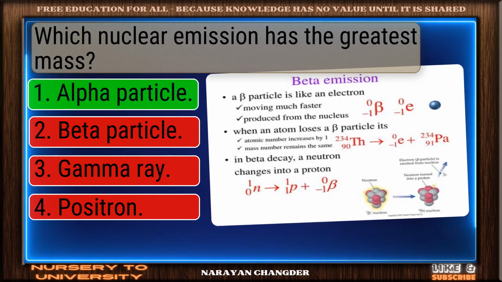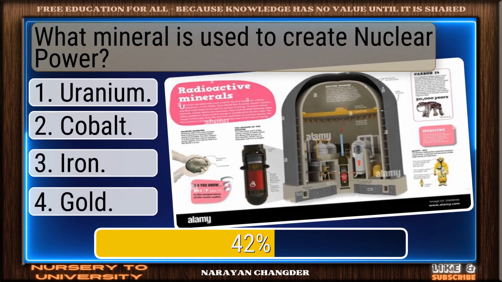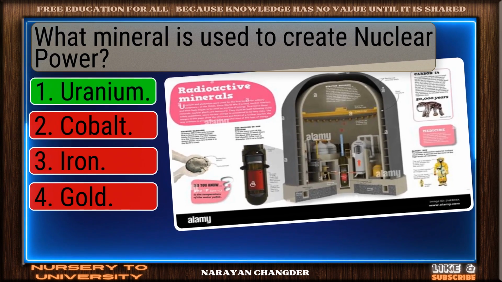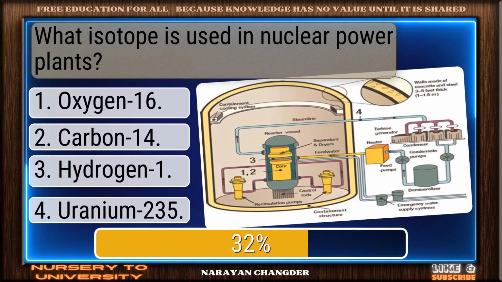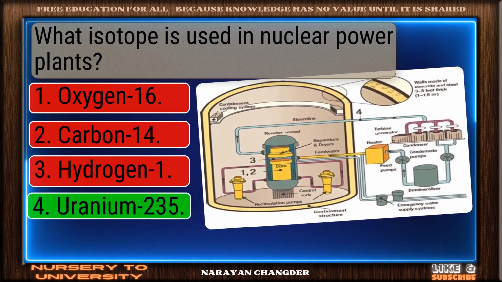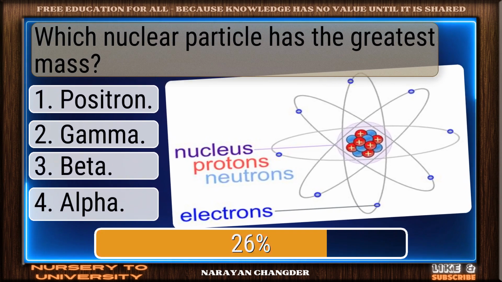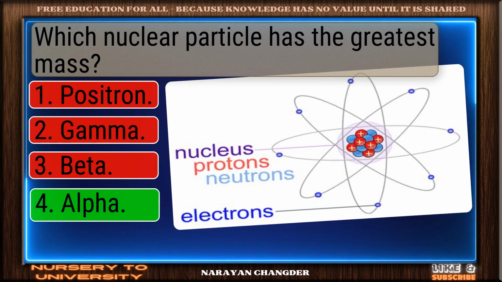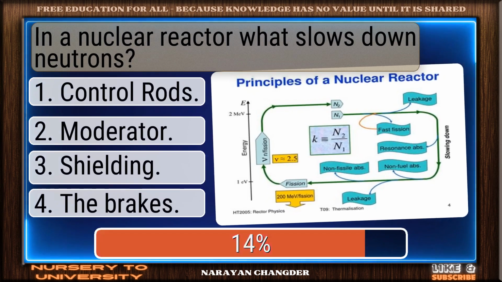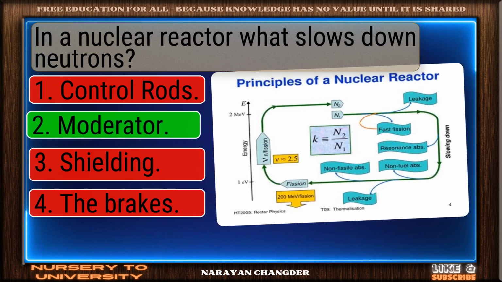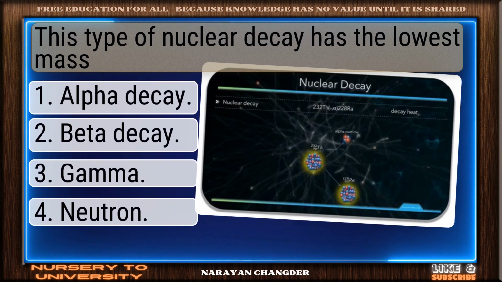Alpha particle. What mineral is used to create nuclear power? Uranium. What isotope is used in nuclear power plants? Uranium-235. Which nuclear particle has the greatest mass? Alpha. In a nuclear reactor, what slows down neutrons? Moderator. This type of nuclear decay has the lowest mass.